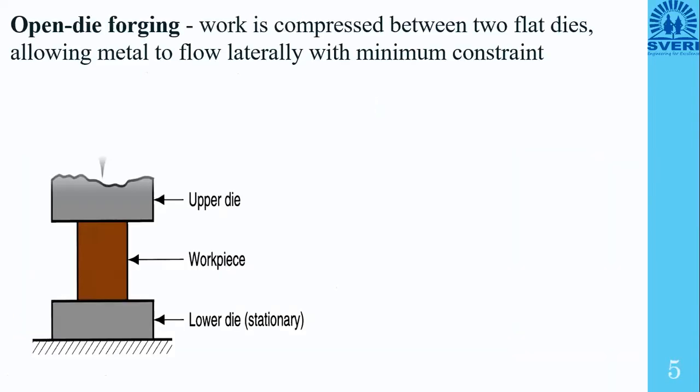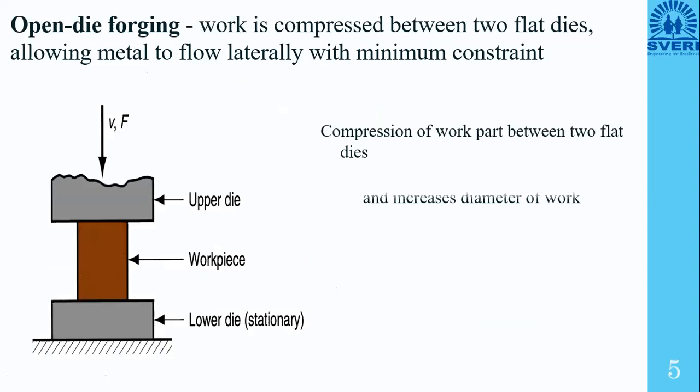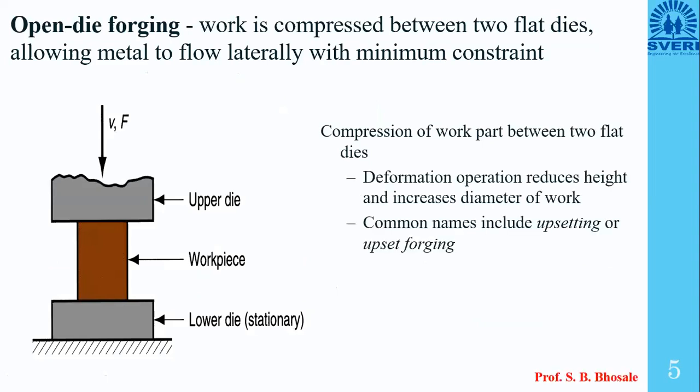So let's talk about open die forging. What is meant by open die? Open die forging is forging where work is compressed between two flat dies, allowing the material to flow laterally. Laterally means the material can flow in this direction or this direction, X or Y. Only the Z direction is restricted by the dies. The material can flow in the X direction or Y direction.